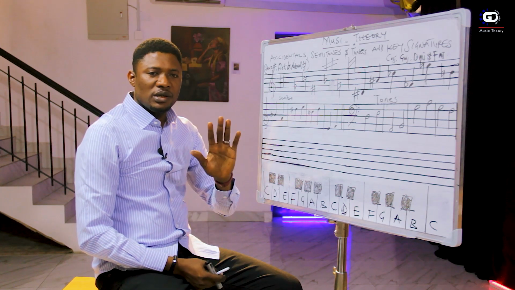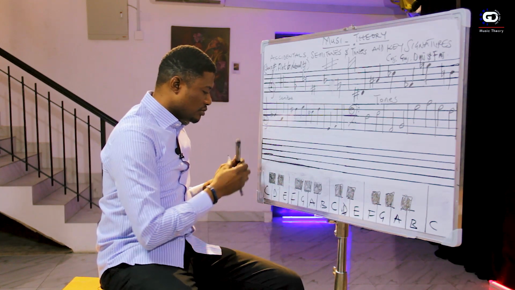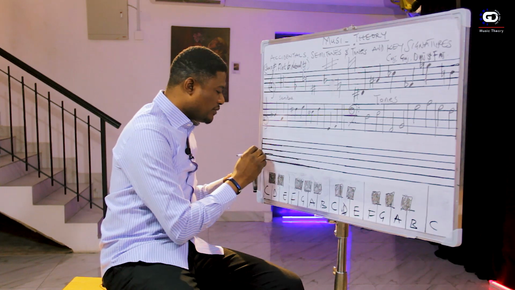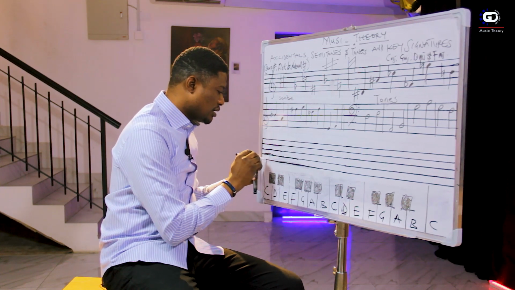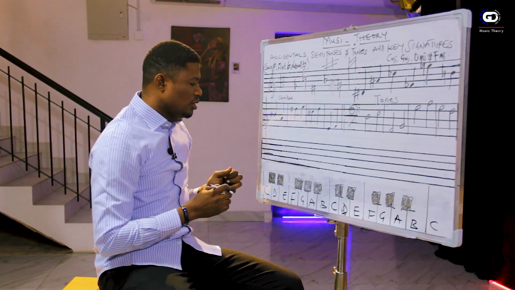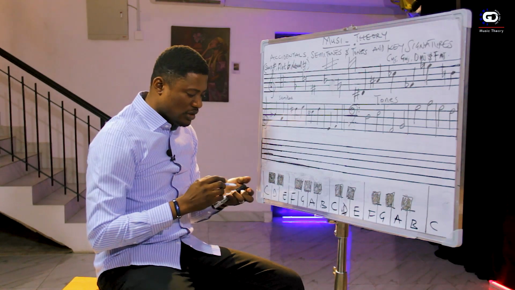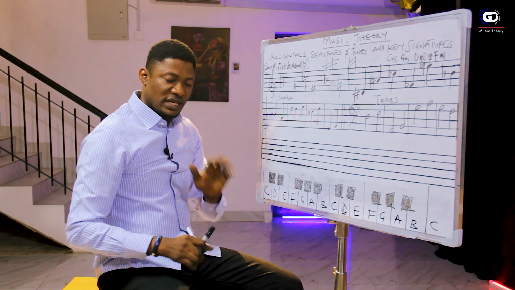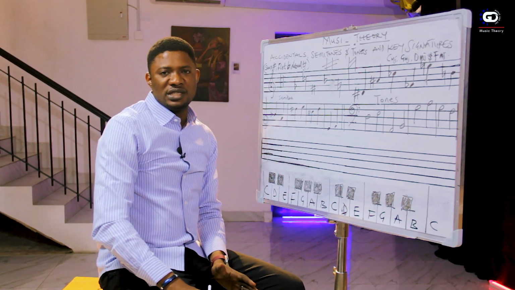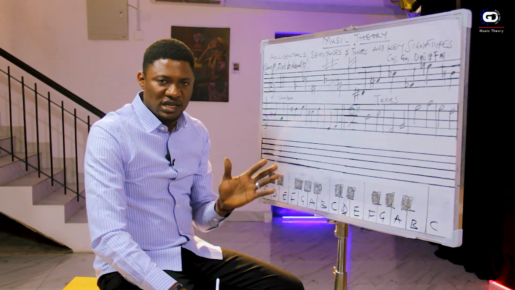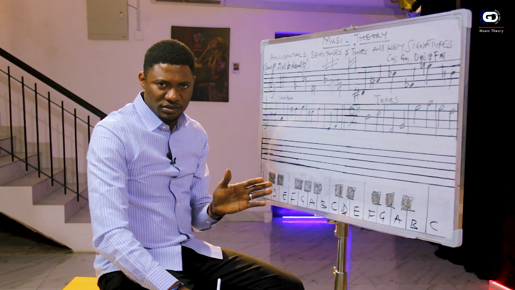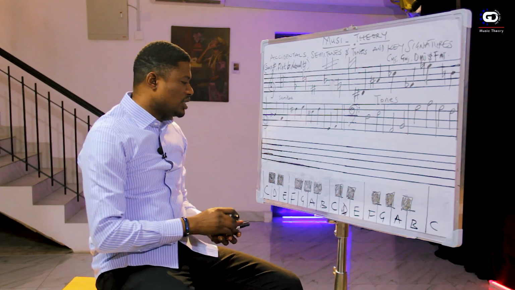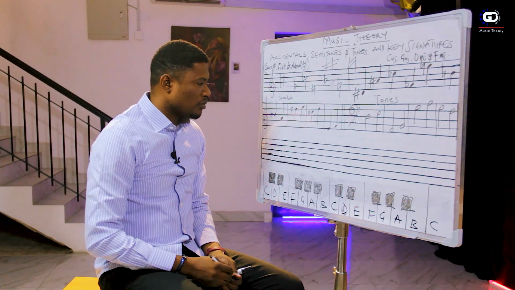Now, C major has no key signature. So meaning that whenever you open a sheet of music and you discover that at the beginning of the music there's nothing written, then that music has no key signature, which means it's a natural key, which is in the key of C major, right? Now, C major does not have any key signature.